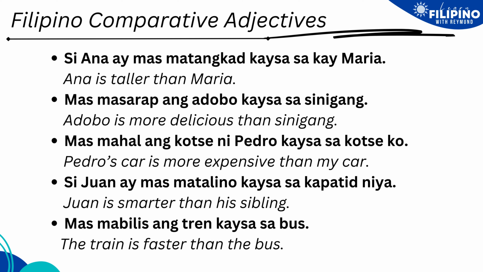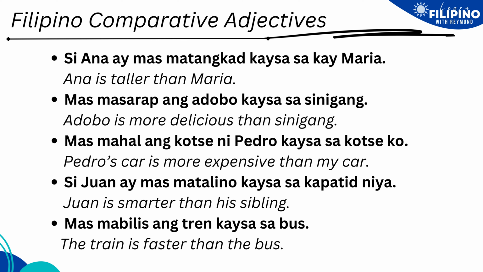Si Juan ay mas matalino kesa sa kapatid niya. So Juan is smarter than his sibling. So matalino is intelligent, mas matalino is more intelligent, and then kapatid is a sibling. Si Juan ay mas matalino kesa sa kapatid niya.